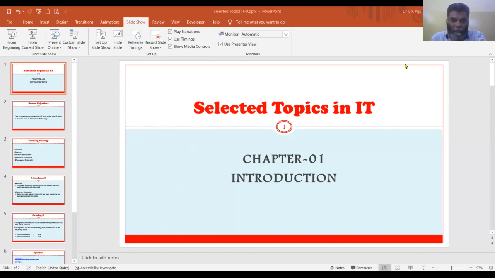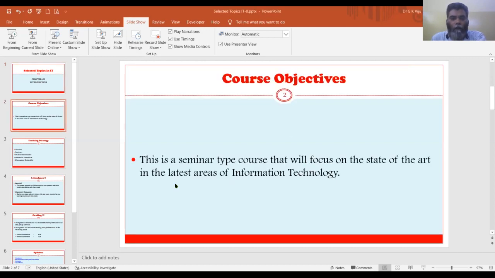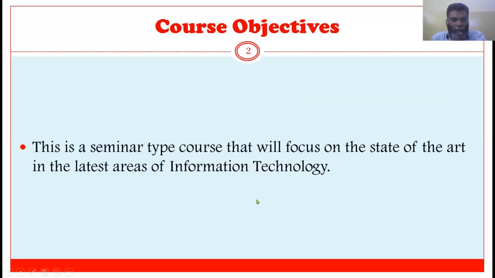We are going to discuss the selected topics in information technology. The objective of the course is that it is a seminar type course that will focus on the state of the art in the latest areas of information technology. That indicates that we are going to discuss some of the new topics or the advanced topics in information technology.